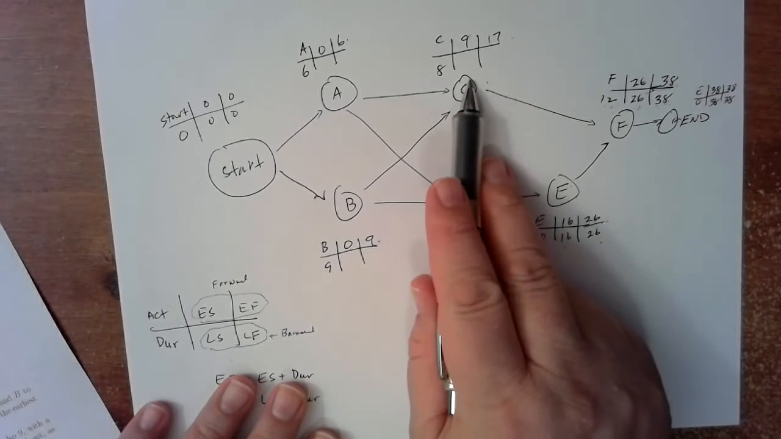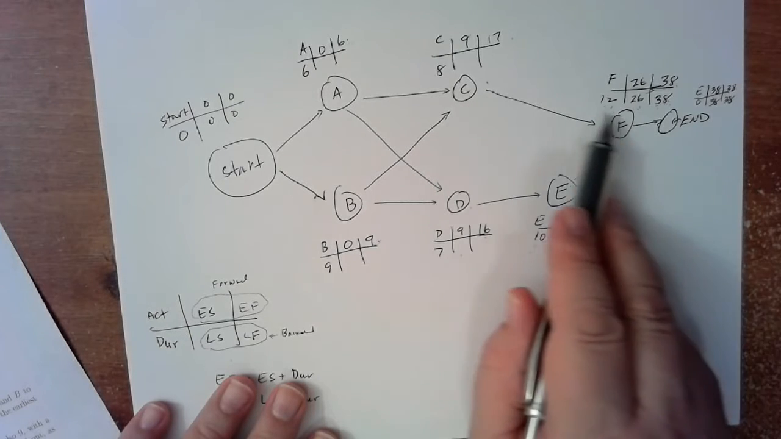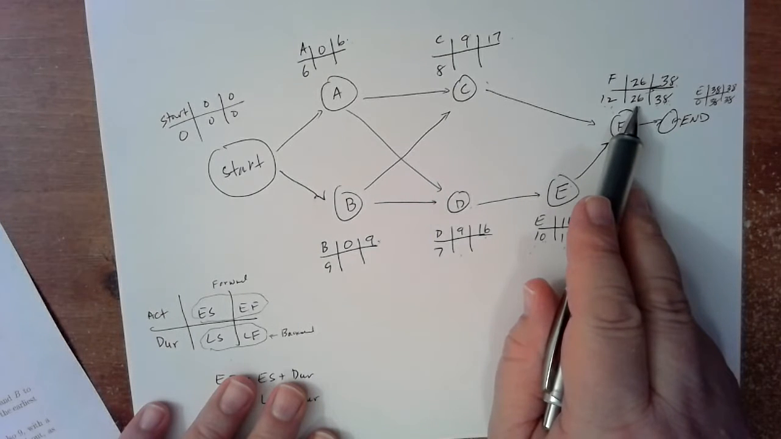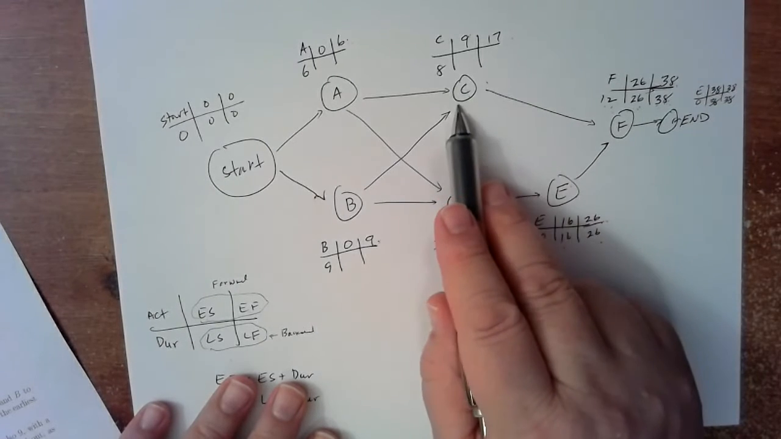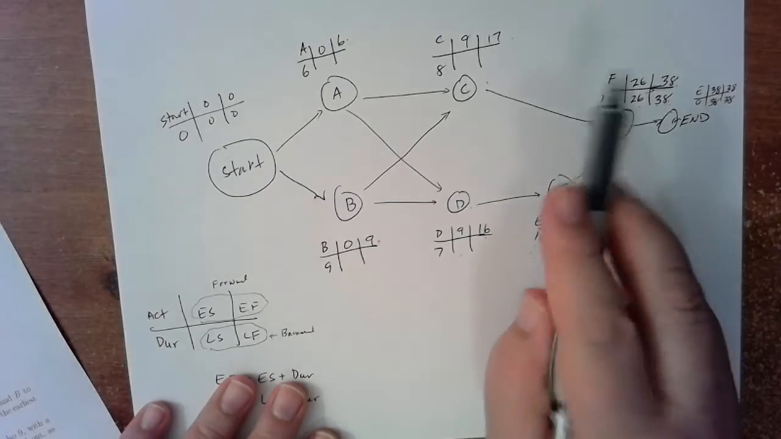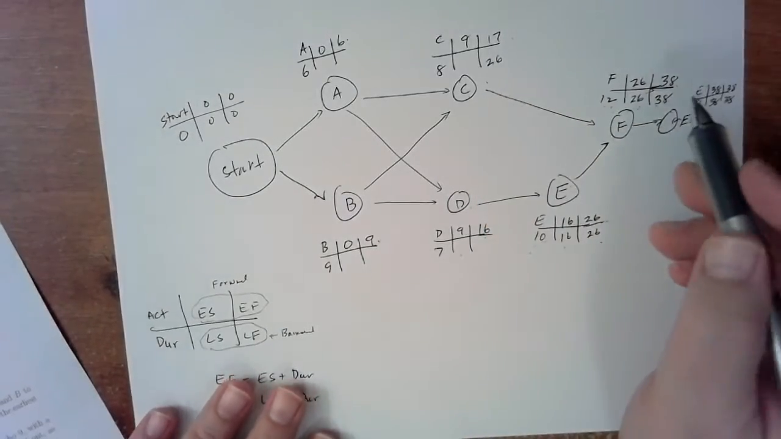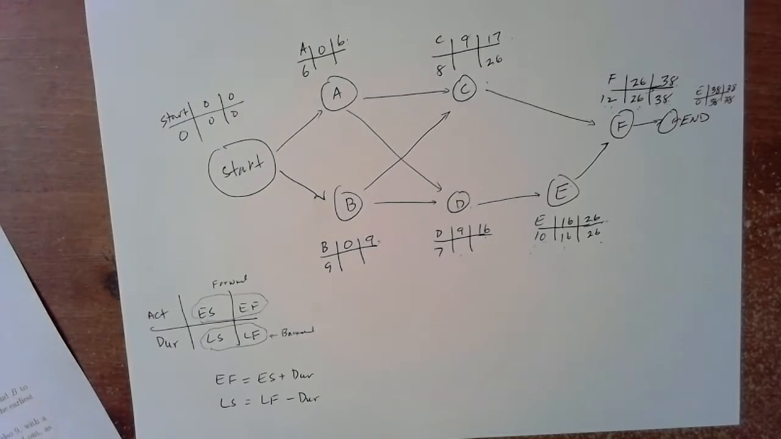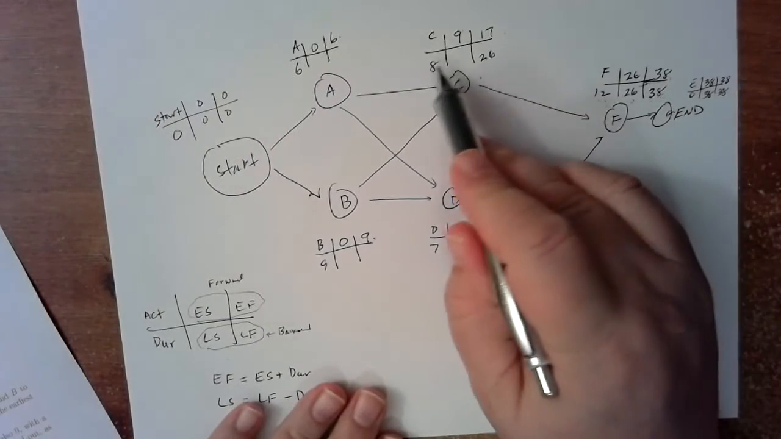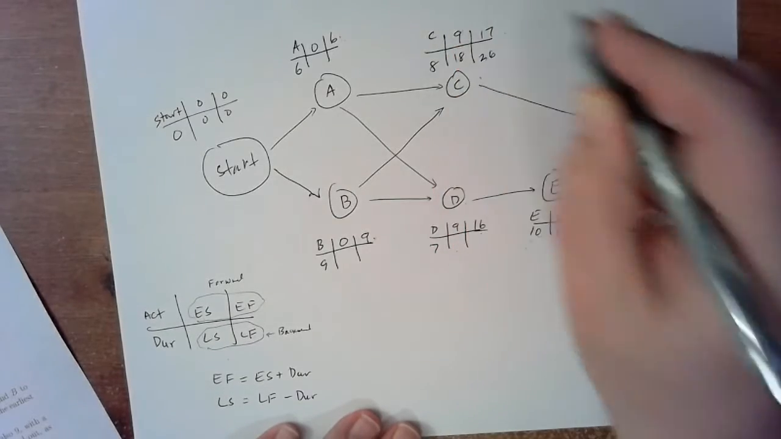Good. What about C? So activity C, the latest finish time for activity C would be 26 again, right? Because I don't want to get any further than that. So we put in our 26. But now, what's the latest start time? The latest start time would be 26 minus our 8 duration, which gives us a value of 18.